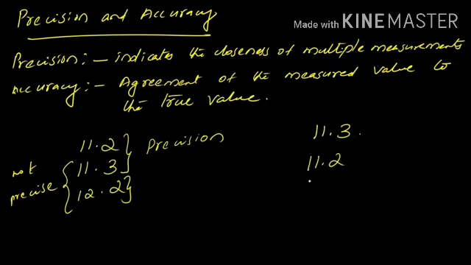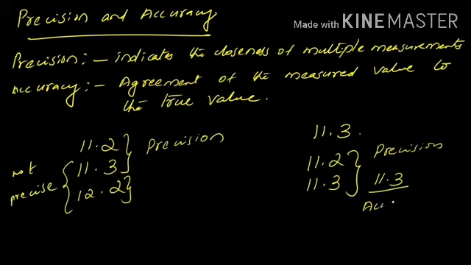Suppose theoretically the answer is 11.3. The theoretical answer is 11.3. That is the value that we are supposed to get. But we got the values as 11.2 and 11.3. They have precision. They are precise values. But when you take the average of these two values, 11.2 and 11.3, we will get the answer as 11.25. We can round and write it as 11.3.